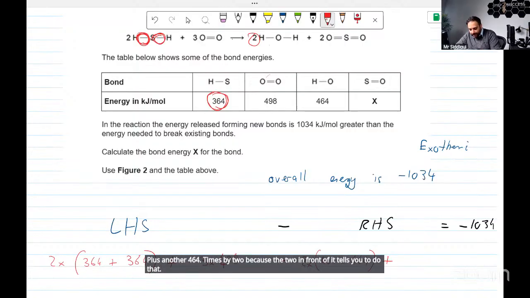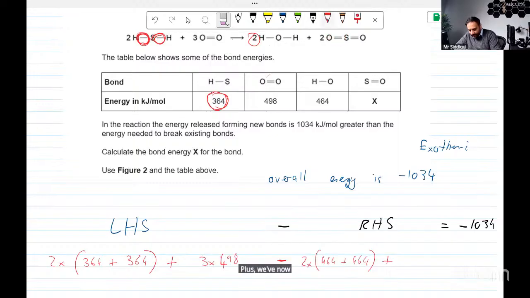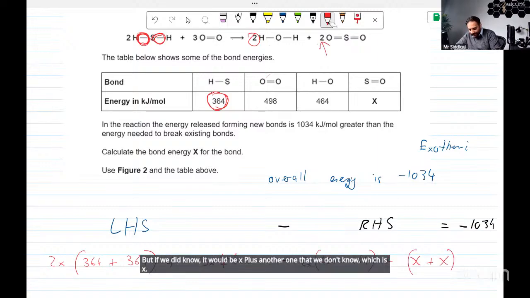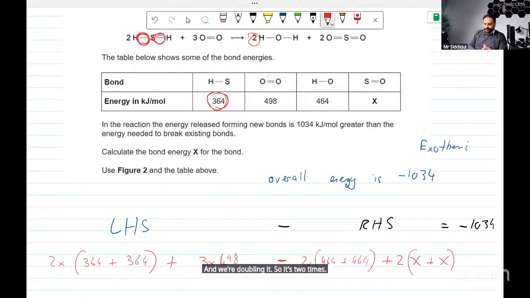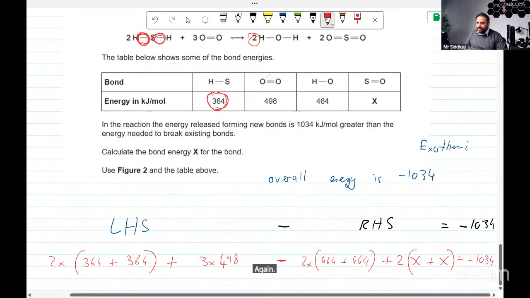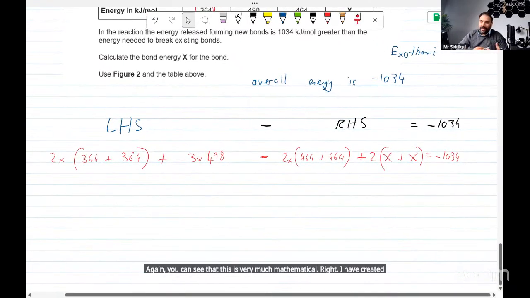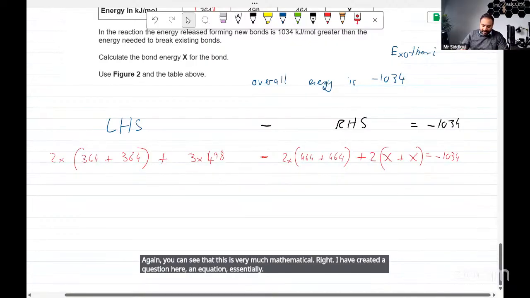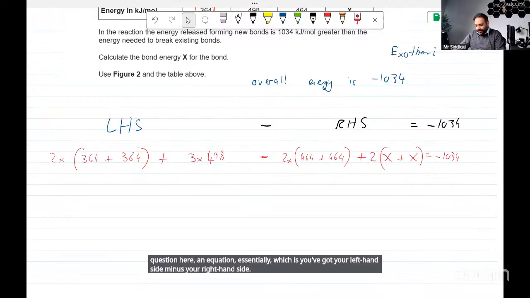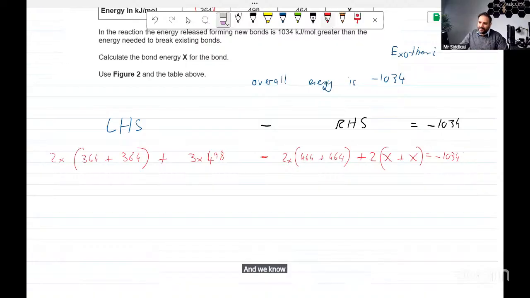Plus, we've now got a double bond SO, which we don't know, interestingly. But if we did know, it would be X, plus another one that we don't know, which is X, and we're doubling it. So it's 2 times X add X. Again, you can see that this is very much mathematical. Right, I have created an equation, essentially: you've got your left-hand side minus your right-hand side, and we know the overall answer is minus 1034.